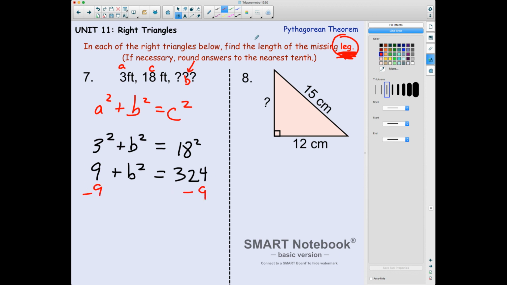Boom. Oh, and this is where we needed to remember, you split the equation down the middle. Right. Okay, good. And then we go like this. So now b squared is equal to, I'm going to figure out 324 minus 9. And 324 minus 9 is equal to 315. That doesn't look like it's going to be a nice, clean whole number square root. I think it's going to be a decimal.